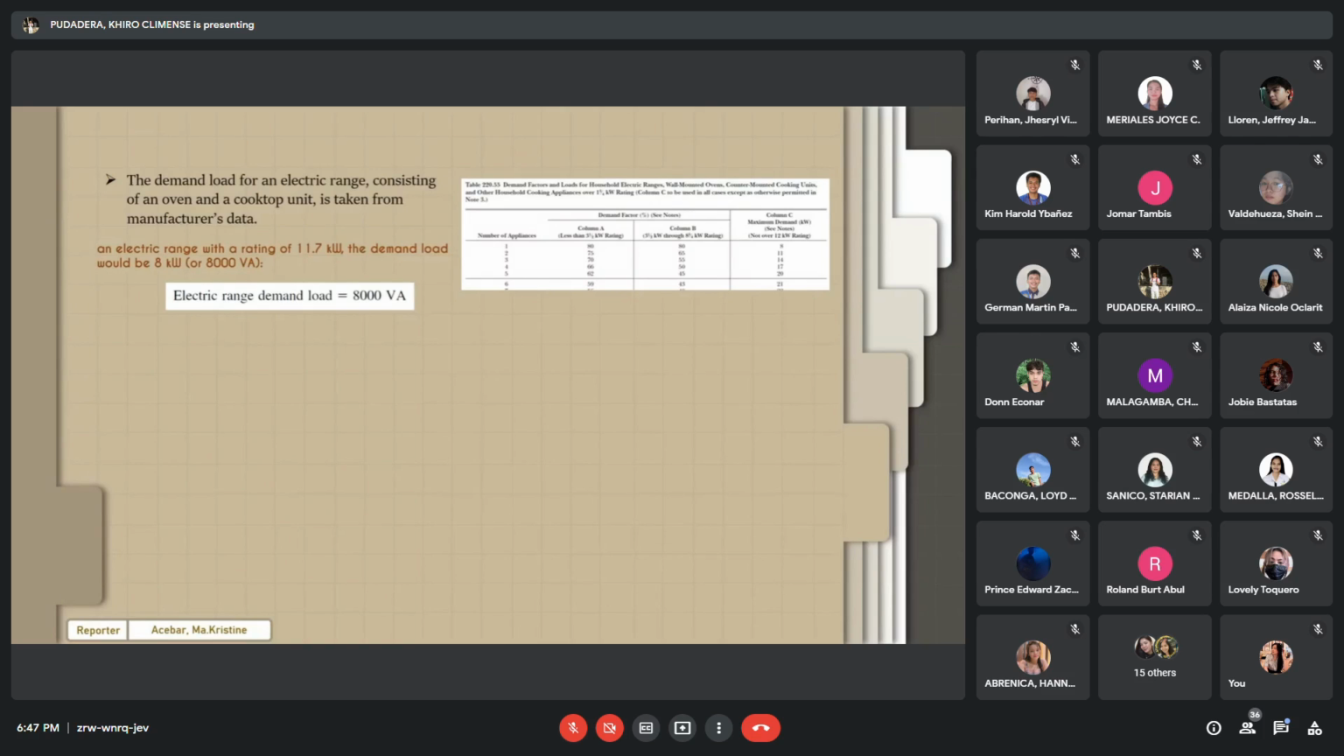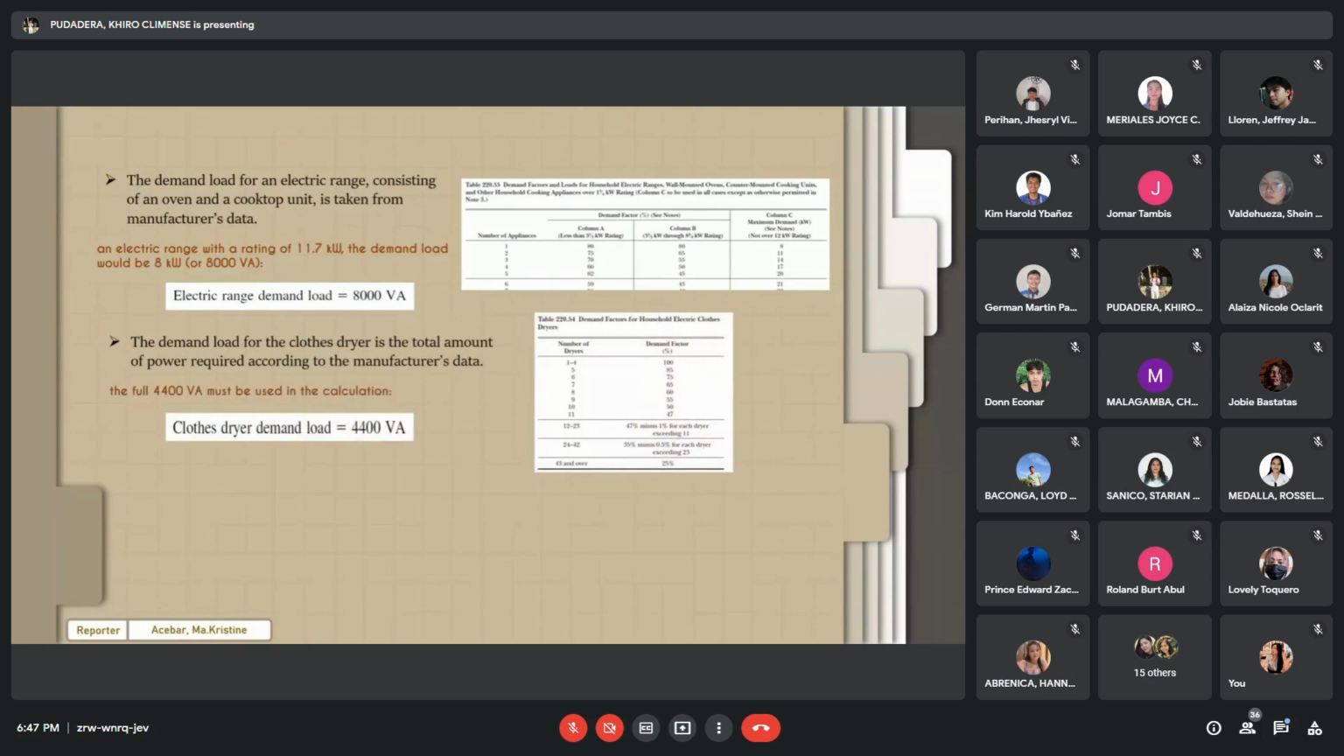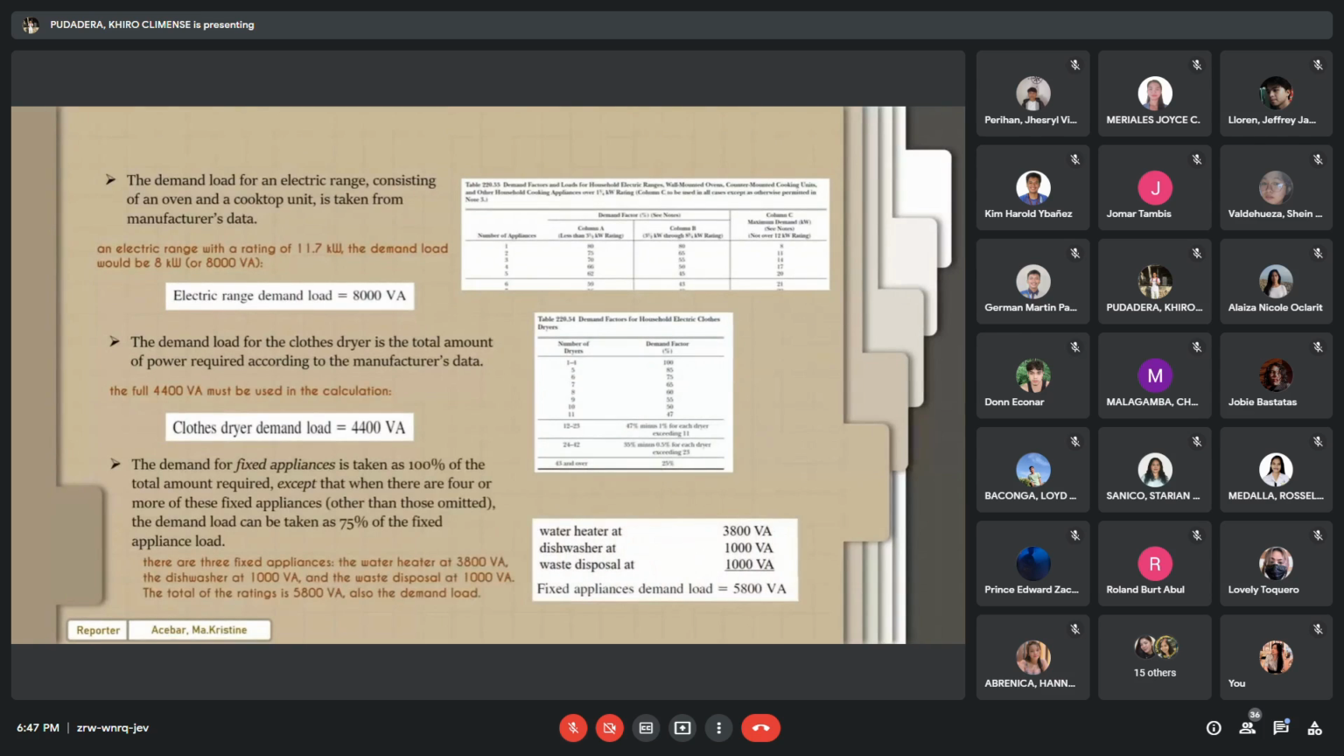The demand load for the clothes dryer is the total amount of power required according to the manufacturer's data. Based on the table 220.54, the demand load factor for the house electric clothes dryer that has 1 to 4 in quantity will have 100% demand factor. Since the example residential system only has one clothes dryer, then the full 4,400 VA must be used in the calculation. So ang atong clothes dryer demand load is 4,400 VA.